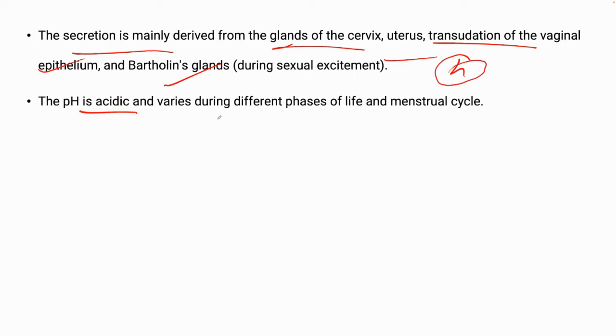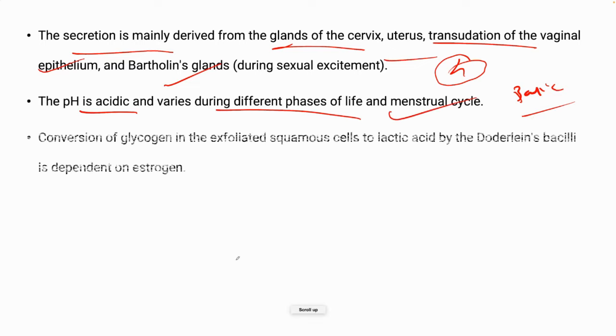The pH is acidic and varies during different phases. We have seen somewhere it is basic during the pre-puberty and the menopause phase. During the reproductive phase it is acidic. During birth up to 2 weeks it is acidic. During the menstrual cycle it is acidic. So that way the pH of the vagina will vary.